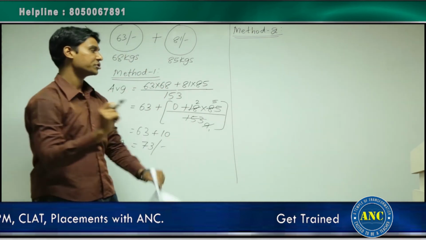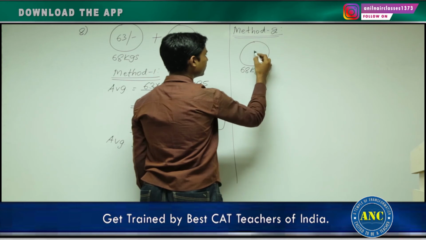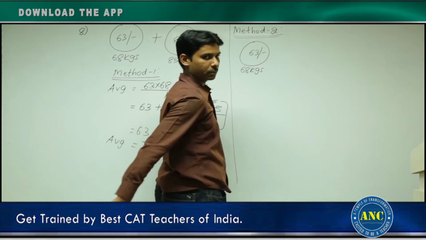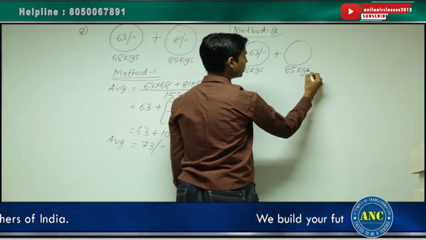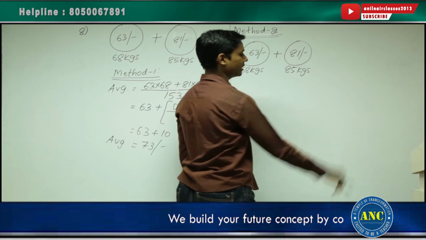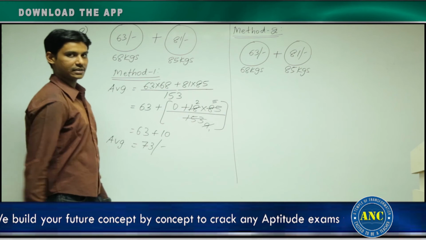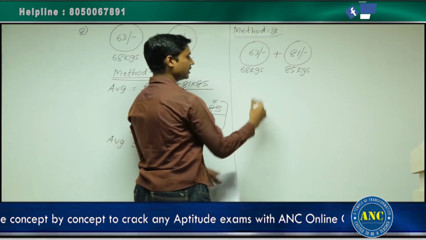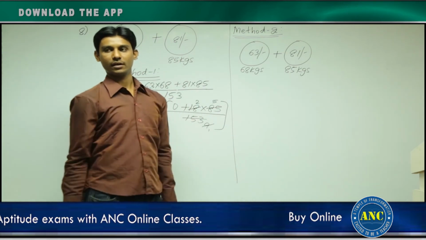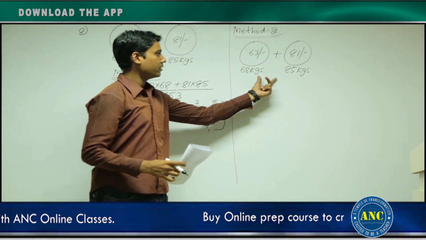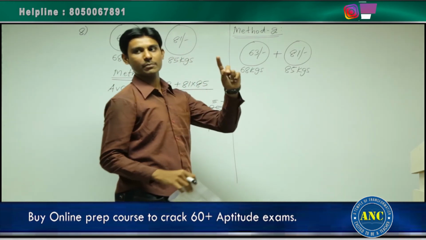What is the question? The question is telling us 68 kgs of apple costing 63 rupees per kg is mixed with 85 kgs of apple costing 81 rupees per kg. You need to find the average cost price of the resultant apples per kg. Now see here. This is 68 kgs, this is 85 kgs. Whenever two quantities are mixed, the quantities are not important. What is important is in what ratio they are mixed.